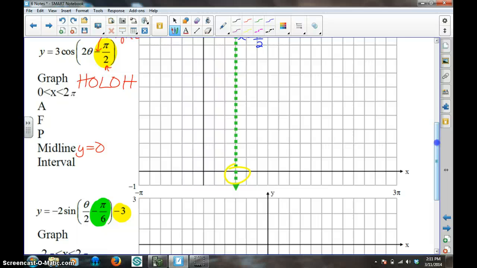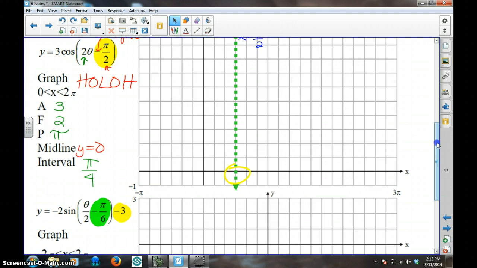Okay, the amplitude for this one is just going to be a 3. The frequency for this one is still the number that's attached to theta. So the frequency is a 2. The period is still 2 pi over that 2, or pi. And the interval is still that period divided by 4, or pi over 4.